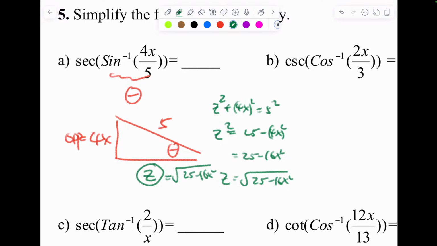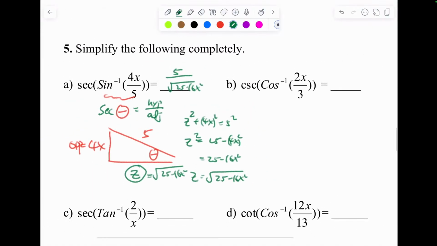Now, what is secant of theta? Remember, secant theta is hypotenuse over adjacent, because it's the opposite of cosine. So hypotenuse is 5, adjacent is the square root of 25 minus 16x squared. The hardest part is to draw a triangle, figure out the third side, and then solve it. You need to put the square root at the bottom. Do I need to rationalize in this particular case? I don't want you to rationalize. I think it's just going to make it look much messier. This is perfect.